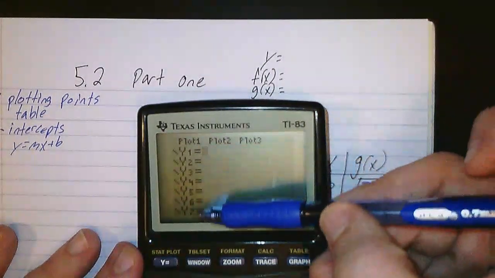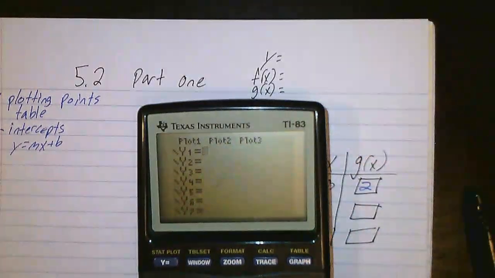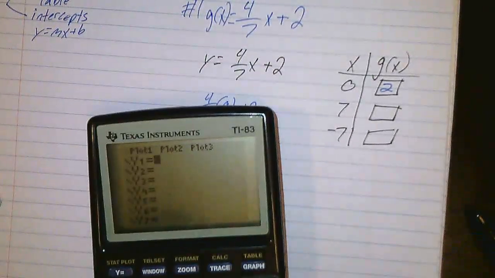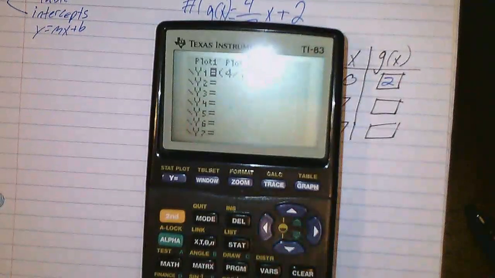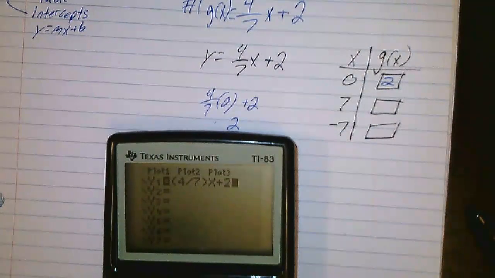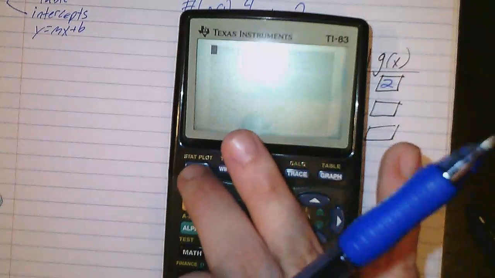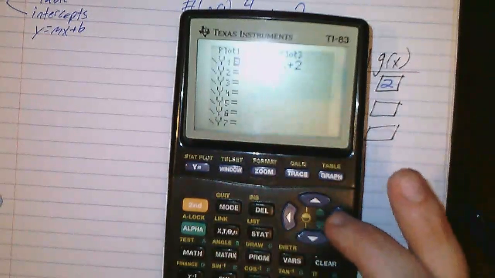Now you have y1, y2, etc., because you can look at multiple graphs at the same time. We probably won't in this class. So I'm going to take this just as it reads. I like to put my fractions in parentheses. 4 over 7. Here's the x button. And then plus 2. So again, this was the y equals button, and then I typed in this information.